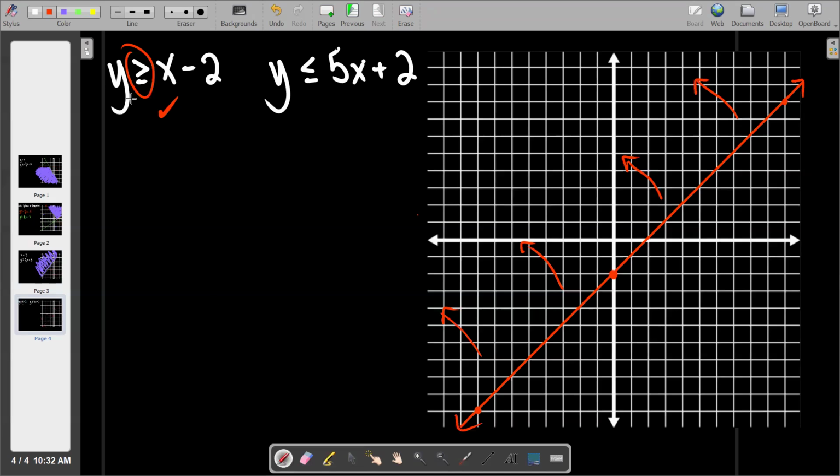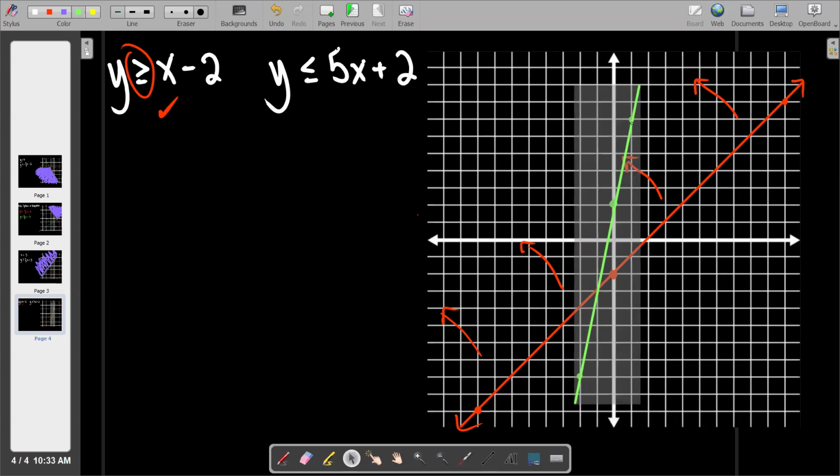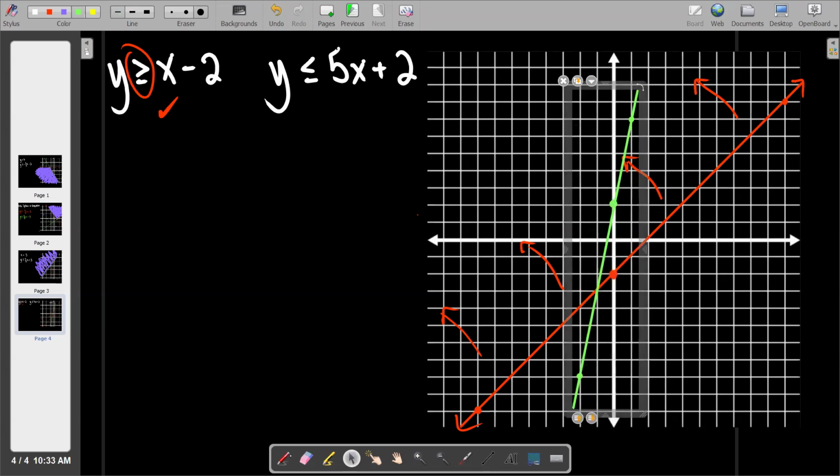How about the next one, the second line? What's it going to start at? 2. Slope. Up 5, down. Like this. Solid or dotted? Oh, nice. Love it. Arrowheads on there. Where would the shading go? It says less than, so we're going to go under.